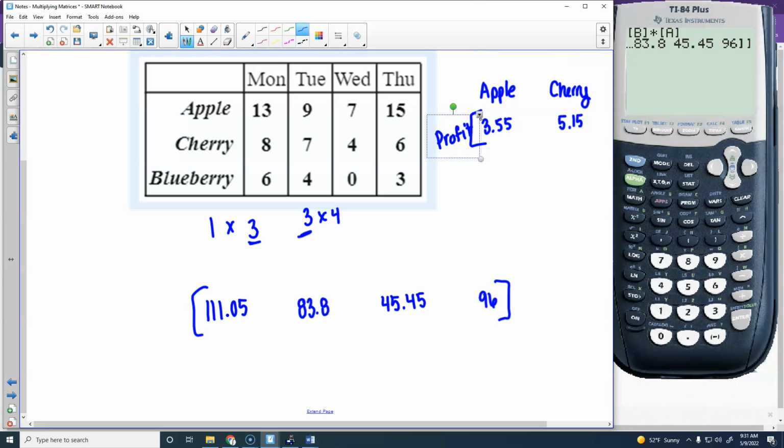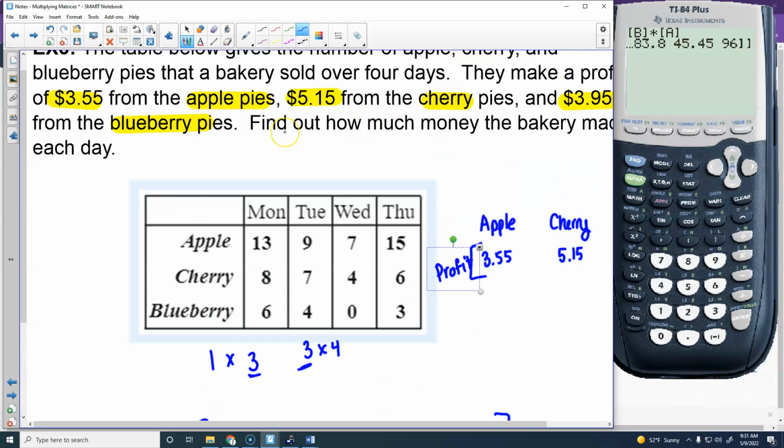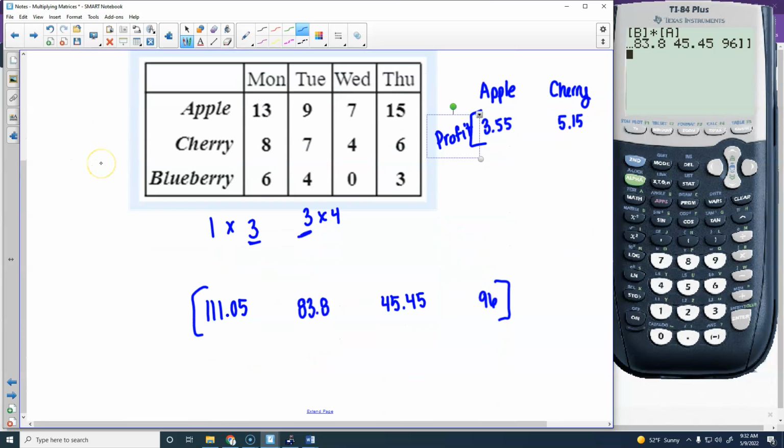Now, what are those 4 numbers giving us? Total profit for each day. The question asks to find out how much money the bakery makes each day. So this is our answer, right? So this is our profit, and then this would be Monday, Tuesday, Wednesday, and Thursday.